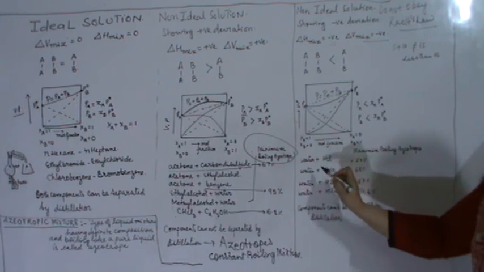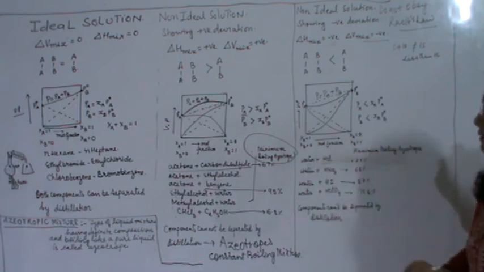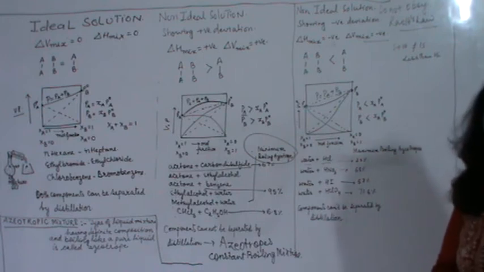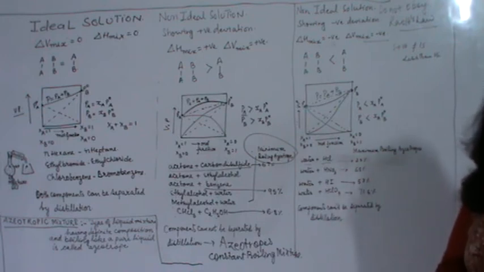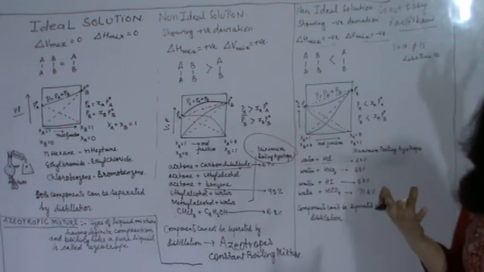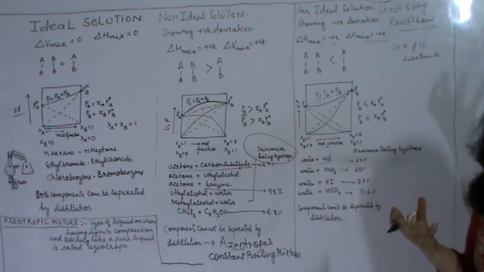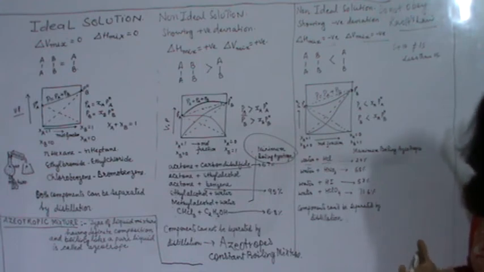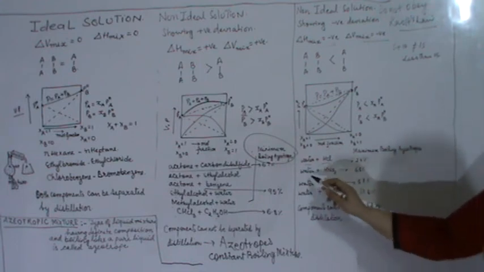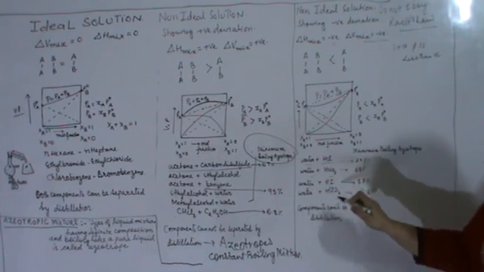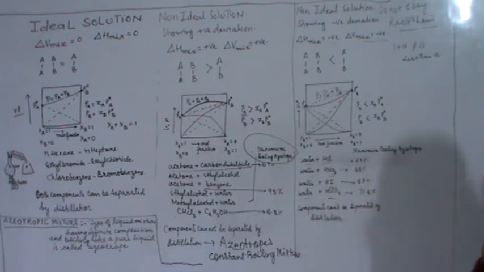So if we see the examples, we have water and HCl. You might have observed whenever we add acid to water, or water to acid, all of a sudden there is a large amount of heat evolved because the solution is a non-ideal solution showing negative deviation. Then water with nitric acid, water with hydrogen iodide, water with HClO4.